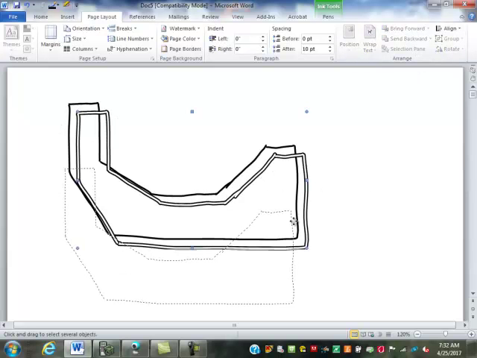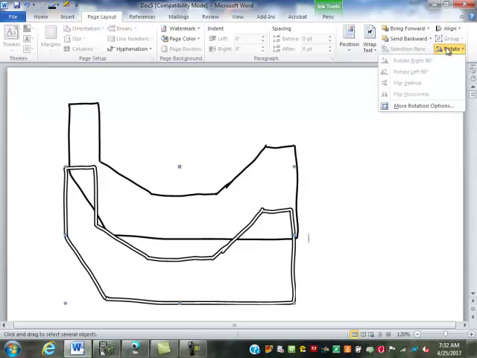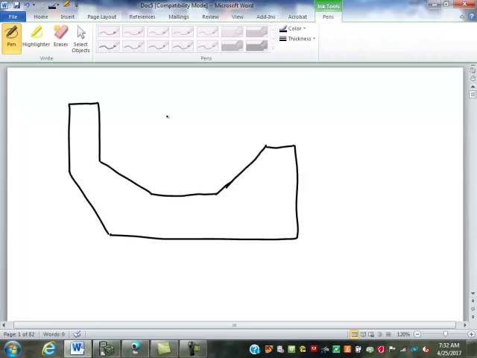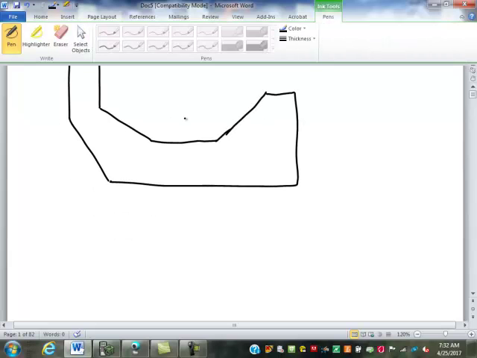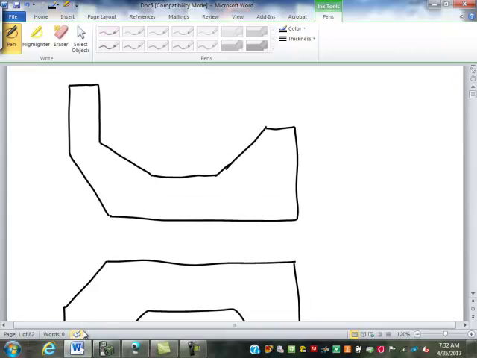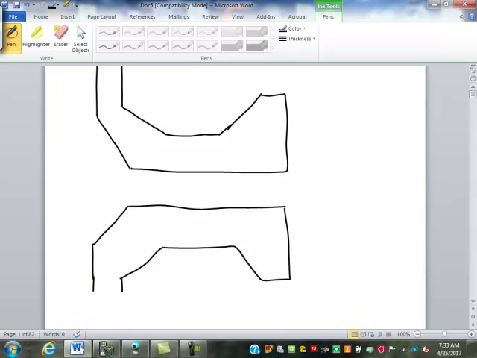Sorry, let me group those, or flip. Well, we'll just have to redraw it. So much for taking a shortcut. So it looks like that. I got a little bit big there. I'll shrink it down so you can see the whole thing at once for a while.